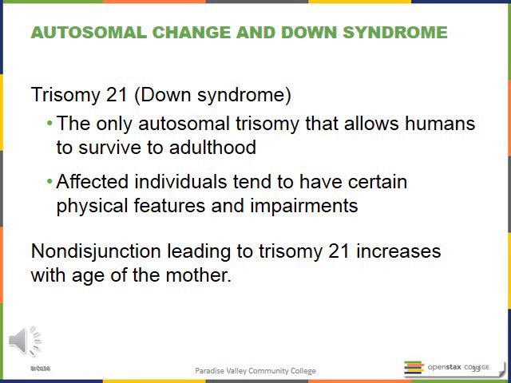And then non-disjunction leads to trisomy 21, so it increases with the age of the mother. All right, so the older the woman is when she gets pregnant, the more likelihood she has of having this error on trisomy 21, having the error on chromosome 21. So that's one of the reasons why they like to do genetic counseling on what they call high-risk pregnancies. Usually you're on women 40 or older.